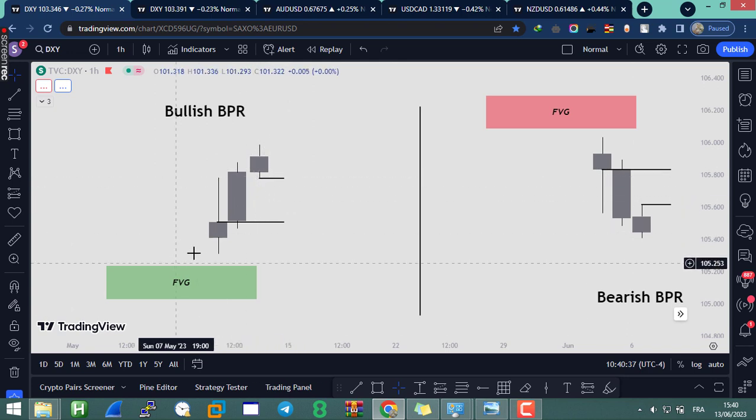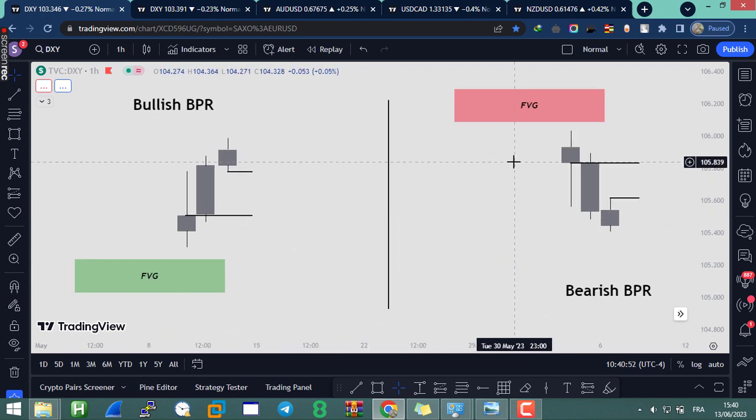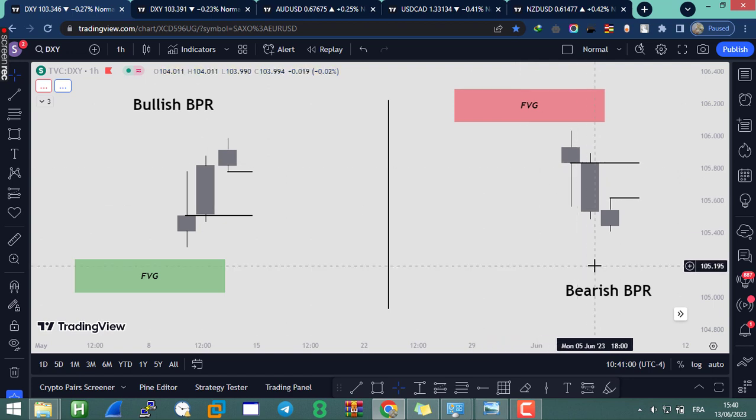And when there is a fair value gap below this formation right here, this fair value gap is likely to be left unfilled. I'm going to show you real candle examples, so don't worry, just stick with me here and focus on what I'm going to say. On a bearish balanced price range, you will see that the candle opens here, it offers sell side, then buy side, and then sell side. So you can see that there is no fair value gap here, but the price will react to this.